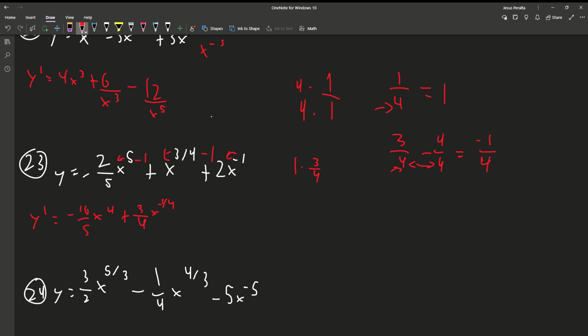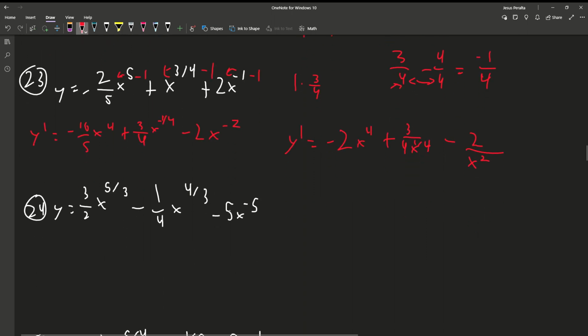This, negative 1 times 2 is negative 2. X, subtract 1 right here. Power of negative 2. We're going to rewrite this. 10 over 5 is just 2. And then x to the power of 4 plus 3 over 4. The x to the power of negative 1 over 4 is negative. So we're going to write to the power of 1 over 4. But it's going to go on the bottom. Minus 2. The x has a negative exponent. So we're just going to do that. Right here. We're going to multiply that.